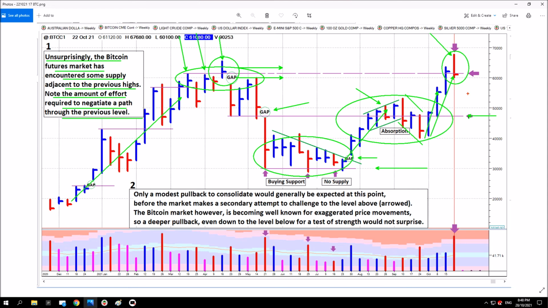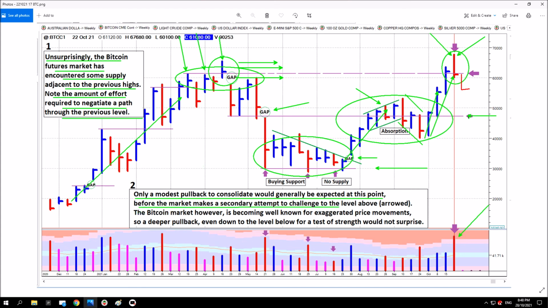At the moment price has come back modestly like this, which is understandable. I wrote, only a modest pullback to consolidate would generally be expected at this point. And that's because I'm not considering this a serious upthrust, even though that's what it looks like. I'm thinking that this is weakness that has come in from the previous highs as the market is trying to absorb the supply and break out. We'll see what happens.